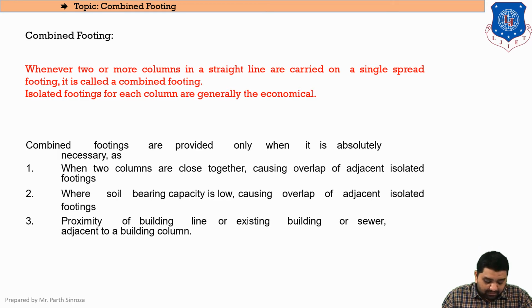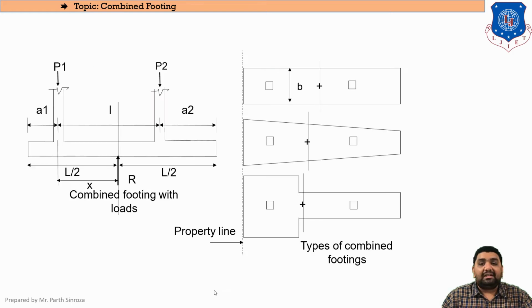And the third case is the proximity of the building line, or an existing building or sewer which is adjacent to the building, so we won't be getting enough space to distribute our loads from the footing itself, then we will be providing a combined footing. So these are the conditions where we will be providing combined footing.